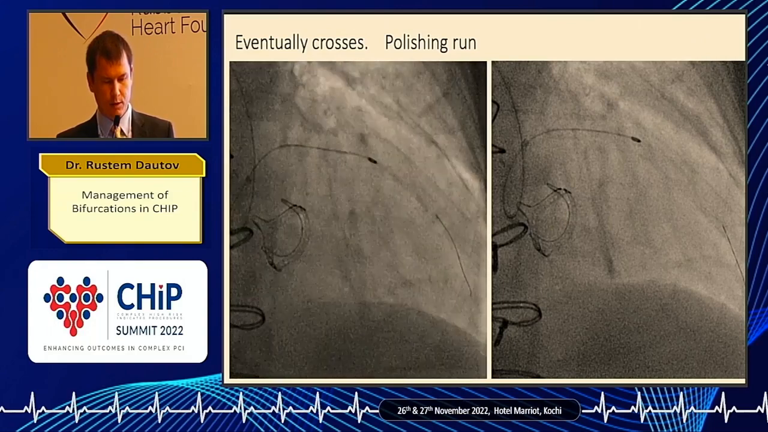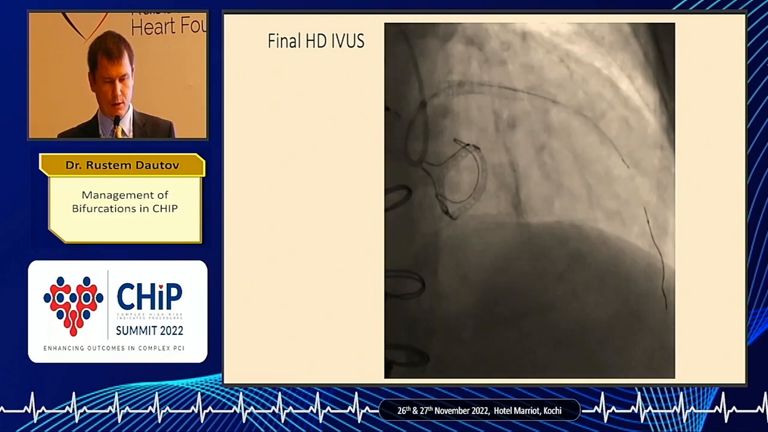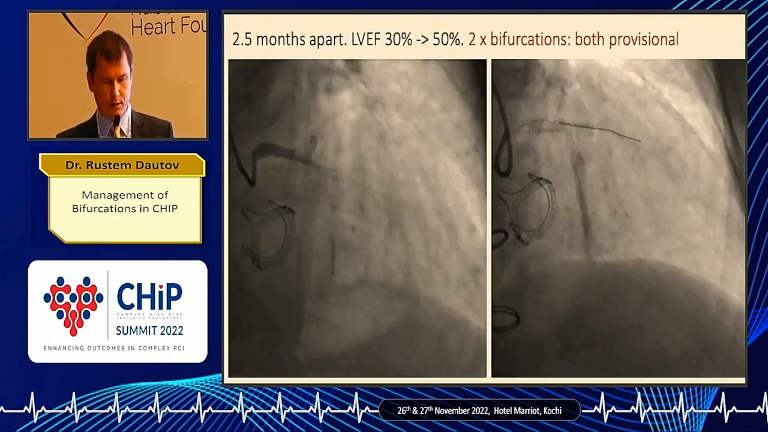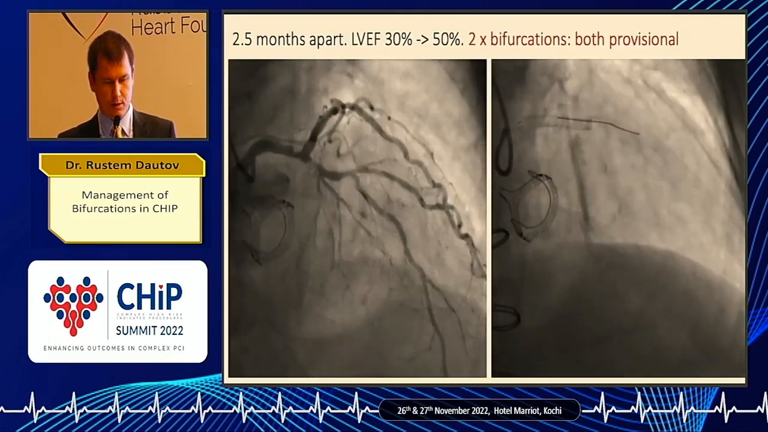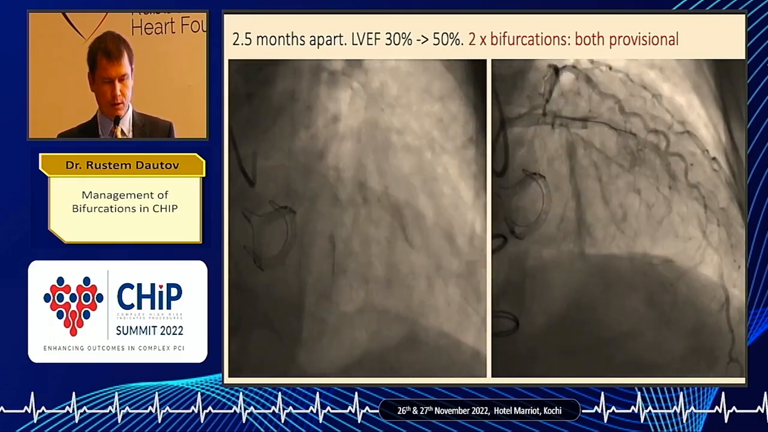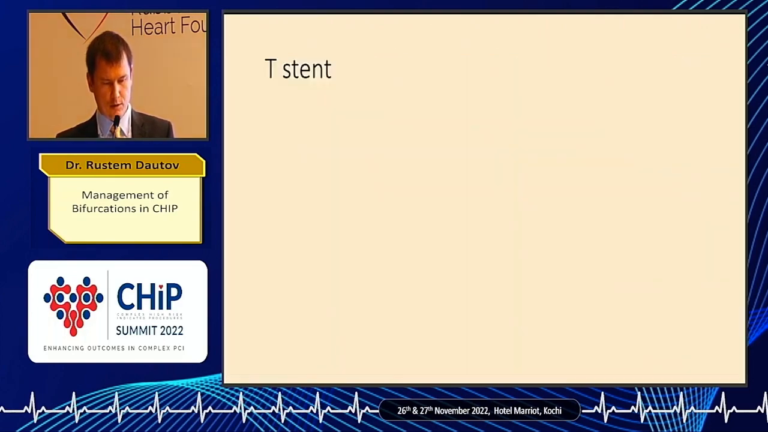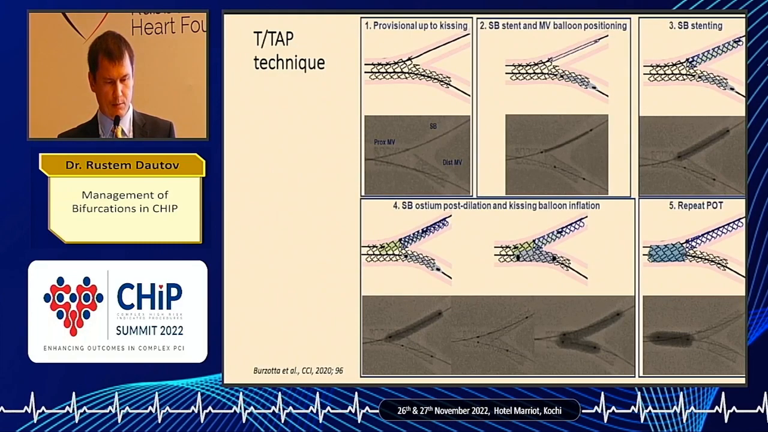And then I used a 1.25 burr. It took a bit of time to cross it. Then I was able to do IVUS and put a couple of stents. So this is 2.5 months apart. Her LV function improved to 50%. Her MR is still 3 on 4. This was about a month ago. We'll see what we do with that MR later.